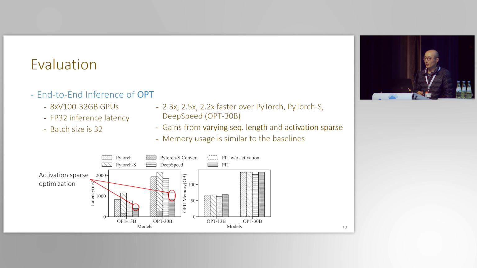The first one is end-to-end inference of OPT, which is the large language model that is most like GPT. We evaluated it on 8 V100 GPUs. They are more than 2 times speed up compared to the baselines. The performance gain comes from varying sequence length and activation sparsity. For varying sequence length, PIT can compute only the effective tokens without computing the padded tokens by dynamically covering the effective tokens with microtile. For activation sparsity, the activation tensors after ReLU operator in OPT have more than 90% sparsity.